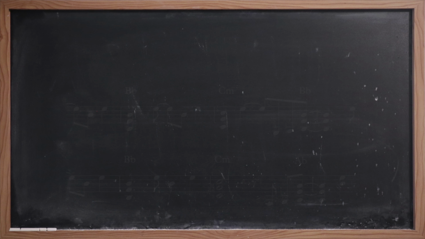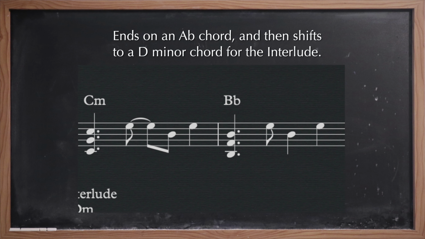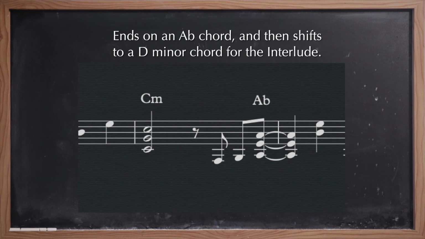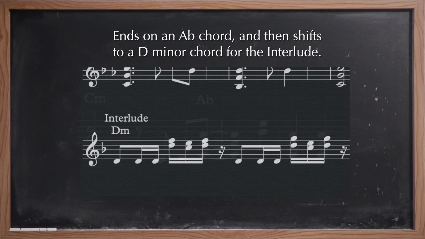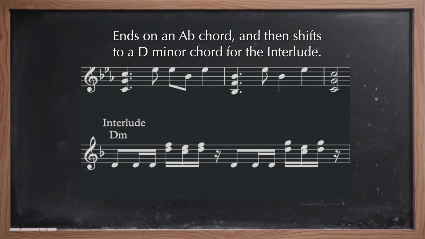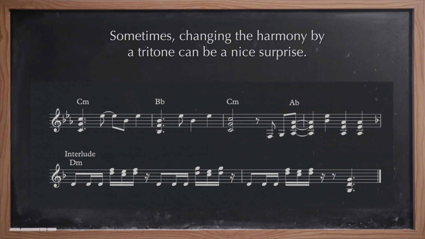At the end of the bridge is where something interesting happens because it ends on some kind of A flat chord, but then the next chord that follows is a D minor chord, which starts the interlude. That harmonic change from A flat to D minor, that's a tritone shift. Sometimes changing the harmony by a tritone shift can be really effective at surprising your listeners and keeping the song more fresh.